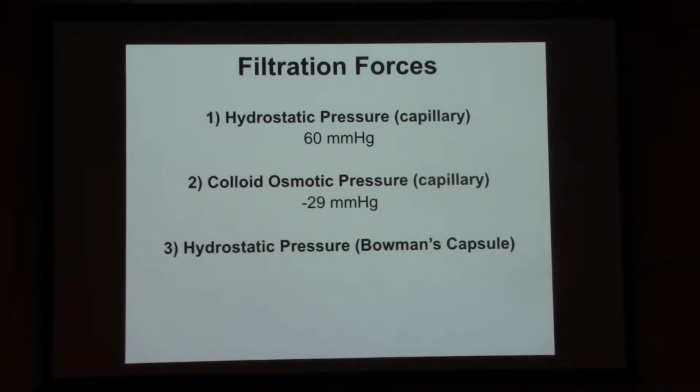Another pressure involved is the hydrostatic pressure in Bowman's capsule. When we talked about bulk flow before, we said this pressure is essentially zero. We don't really build pressure up in the surrounding tissues. But in this case, Bowman's capsule is partially enclosed. So when we shove fluid into Bowman's capsule, that actually does develop a hydrostatic pressure in there. And this is at about minus 15 millimeters of mercury.